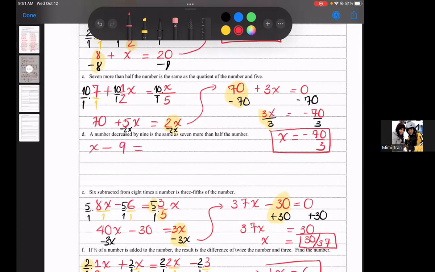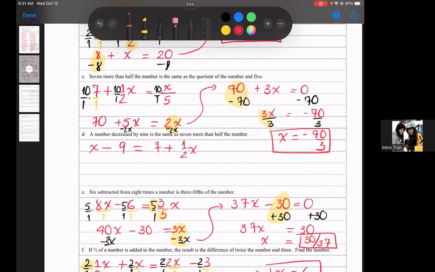7 more than half of a number. More than means plus 7 plus half X. Now, for this equation, this is what I meant by I'm worried. If you add, I don't care. Somebody says, okay, maybe I want 1/2 first and then plus 7. It's okay, it's the same thing. But here, it's not the same thing, right? You gotta put the X first. X minus 9. 9 minus X is different.